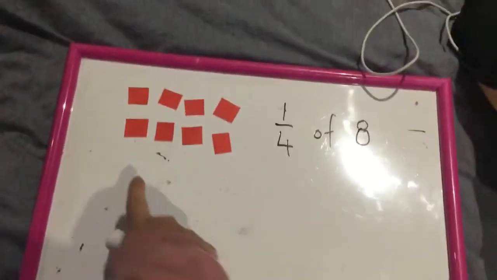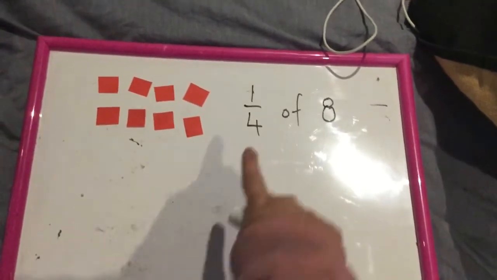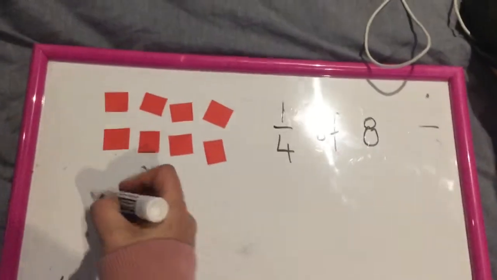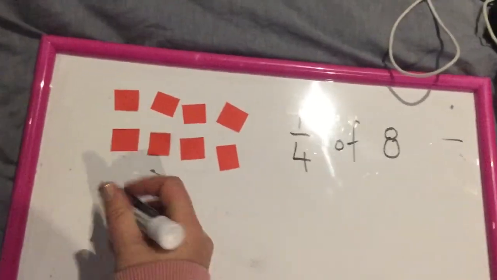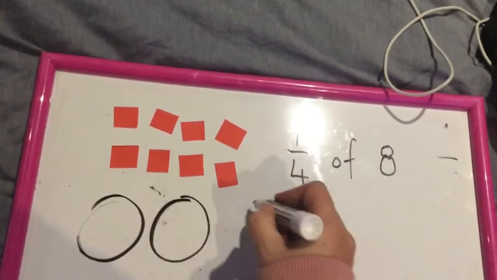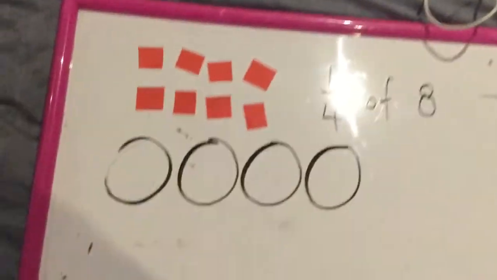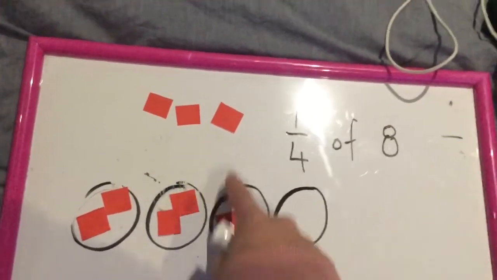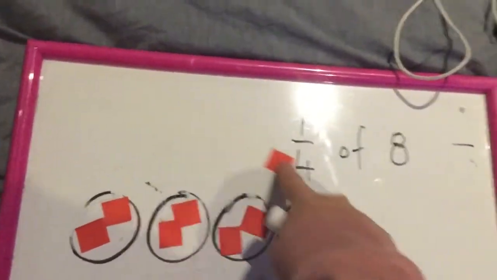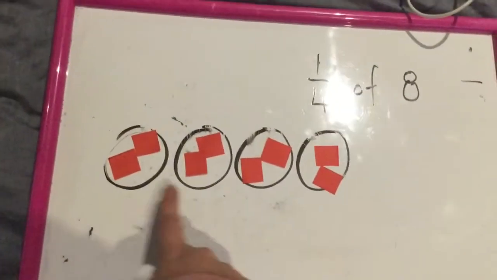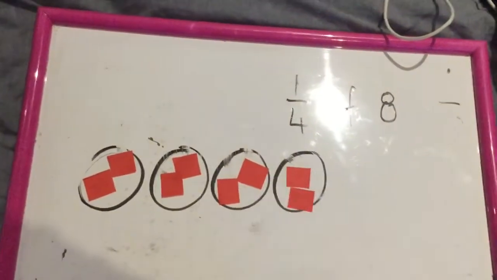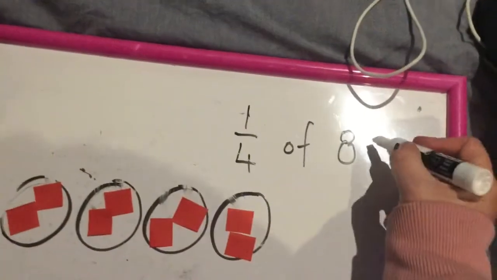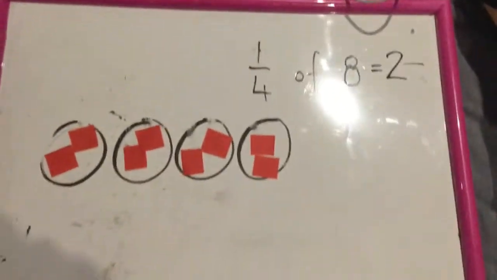So now I have 8 jelly beans. Okay, and I want to split them between 4 of my friends. So how many is each person going to get? How many groups am I going to have? 4. 1, 2, 3, 4. Okay, and then I can put my jelly beans in them. And remember, everyone needs the same. So how many is in one group? 2. So 1/4 of 8 is 2.